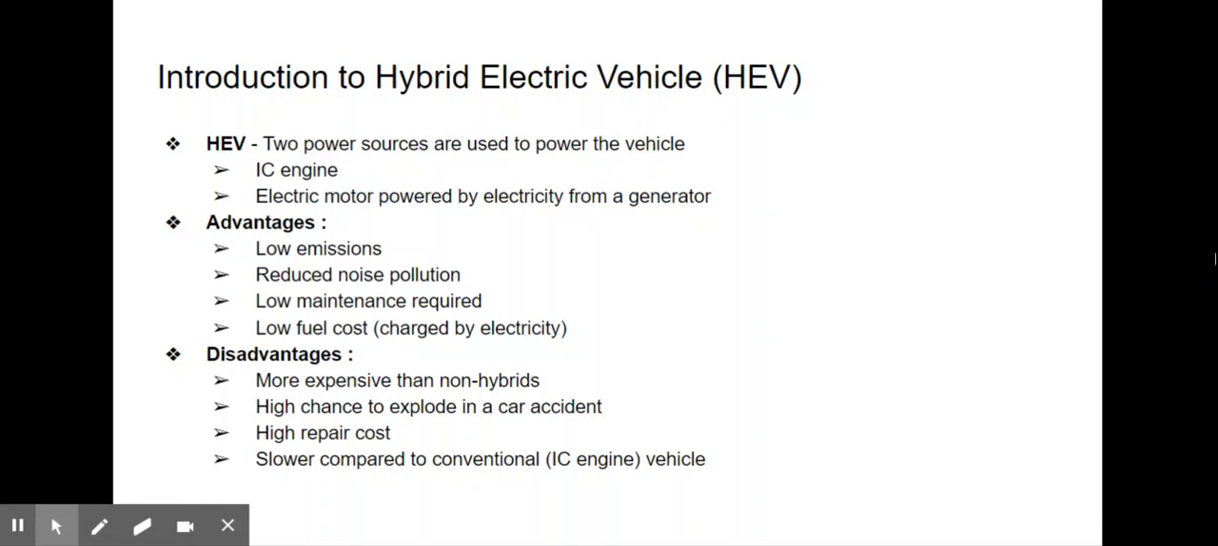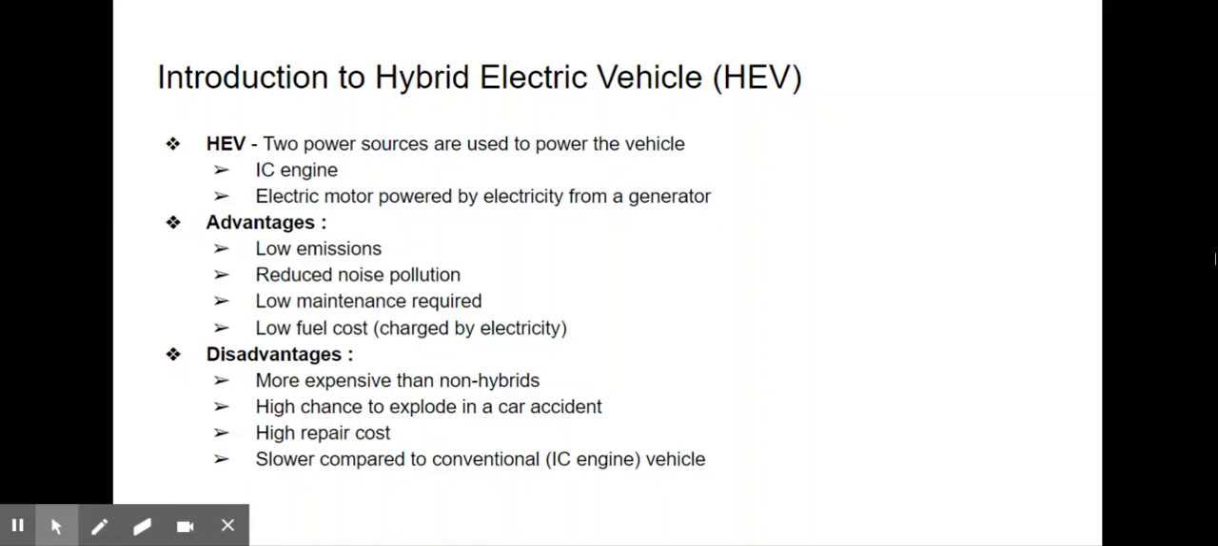Now its main disadvantages. First, it is more expensive than non-hybrid vehicles. Second, there is a high chance of explosion in a car accident due to the combination of ethanol and gasoline. Third, high repair cost is required. Individual parts are more costly. And fourth, its speed is slower compared to conventional IC engine vehicles.